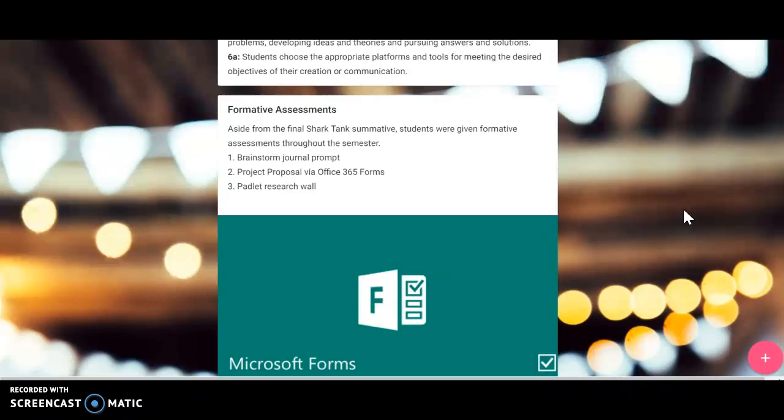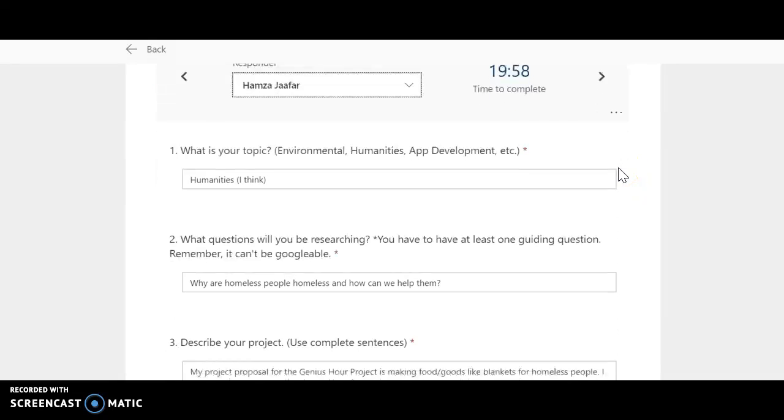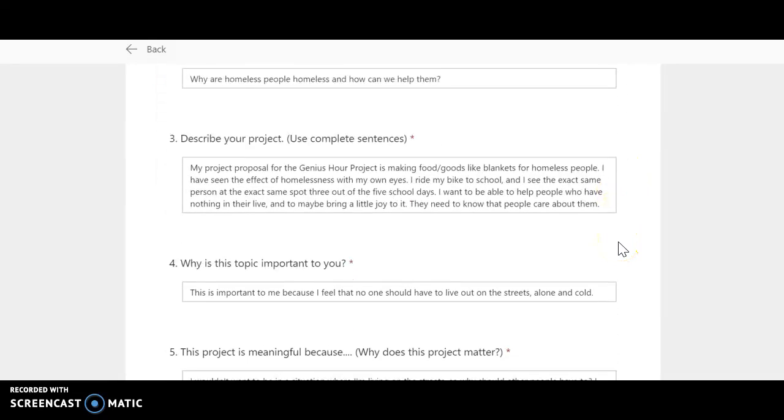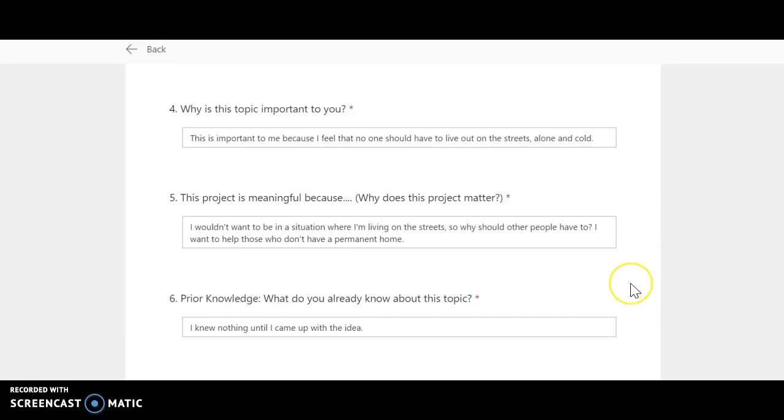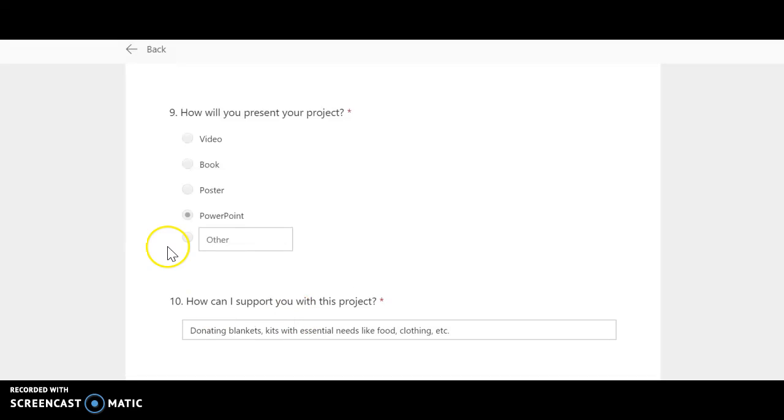Students used Office 365 Forms to share their project ideas with me. This was one of the first steps, and they filled out the form, and this helped them see if their project was viable and also helped me assess how I could help them go on with their project.